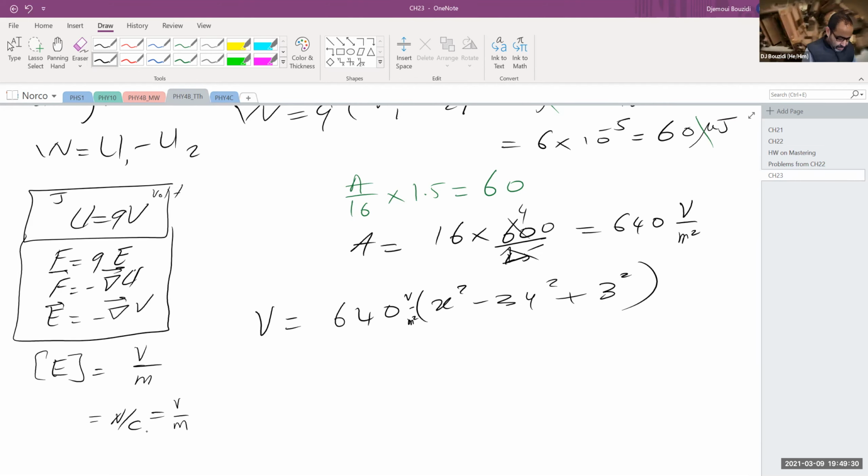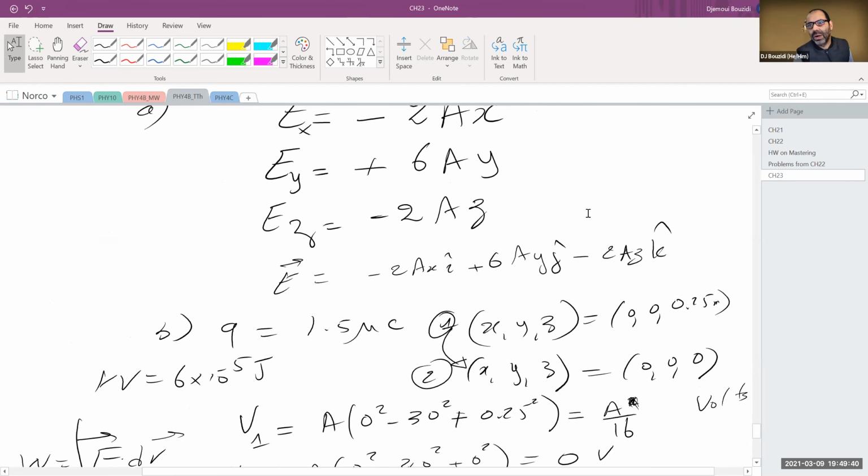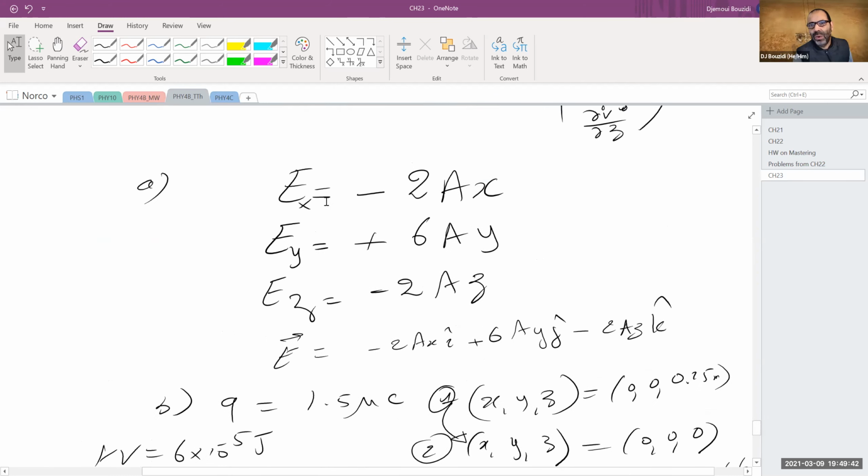Volt over meter. Now determine the electric field at the point 1, 0, 0.25. They want the electric field in that position. Since we want the electric field, we have its x component, which is minus 2a times x, and x is 0. So the electric field in the x direction is going to be 0. The y component is 6 times a, which is 640, times y, which is 0, so that is 0. And the z component is negative 2 times a, which is 640, times z, and z is 0.25.